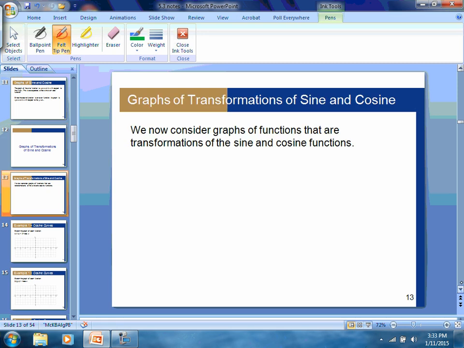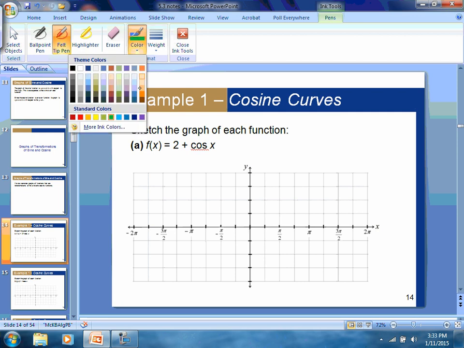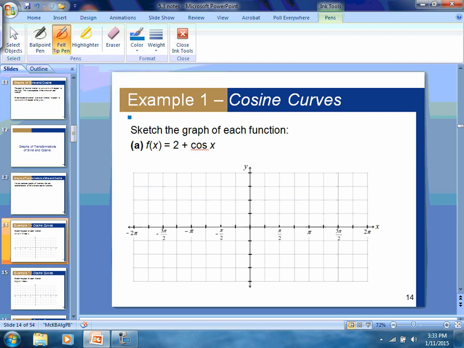All right, now we're going to graph a little bit more complicated cosine functions. But they're not going to be too super duper complicated yet. We're just going to see a little bit of a transformation here when we're graphing this one. Okay, so we're going to graph 2 plus the cosine of x.